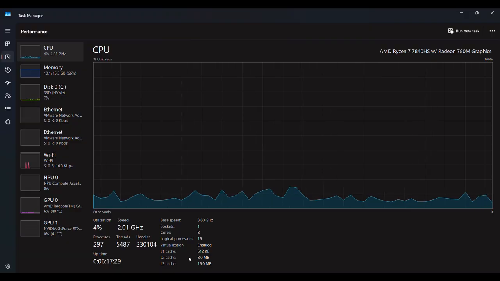Cache. CPU cache is high-speed memory located inside the processor, used to store frequently accessed instructions and data. Cache memory improves processing efficiency by reducing the need to repeatedly access slow system RAM.